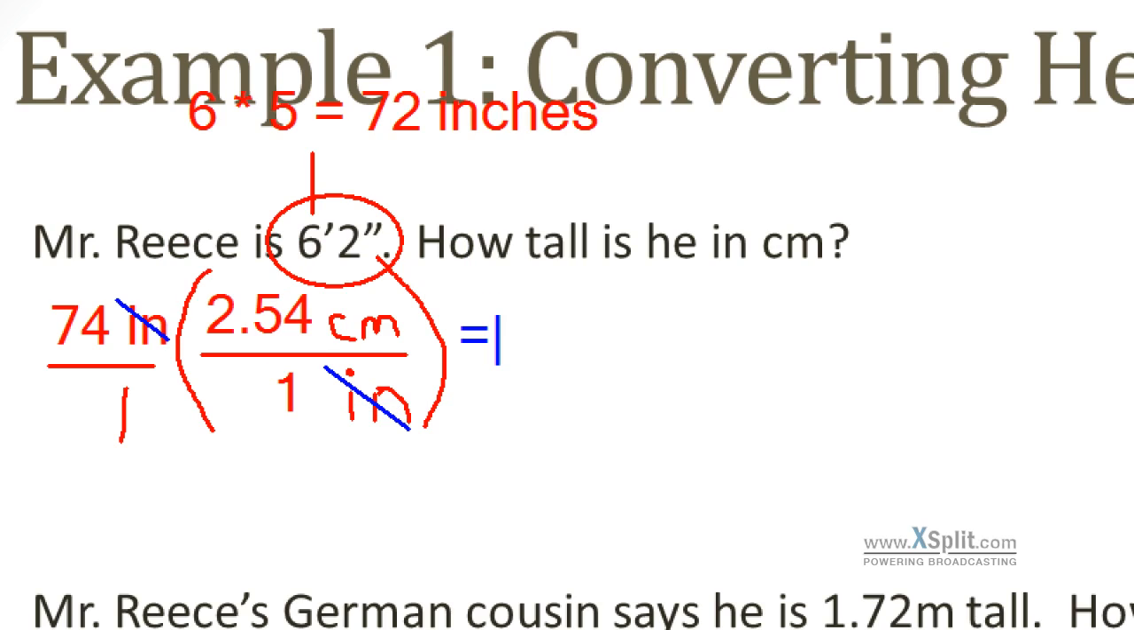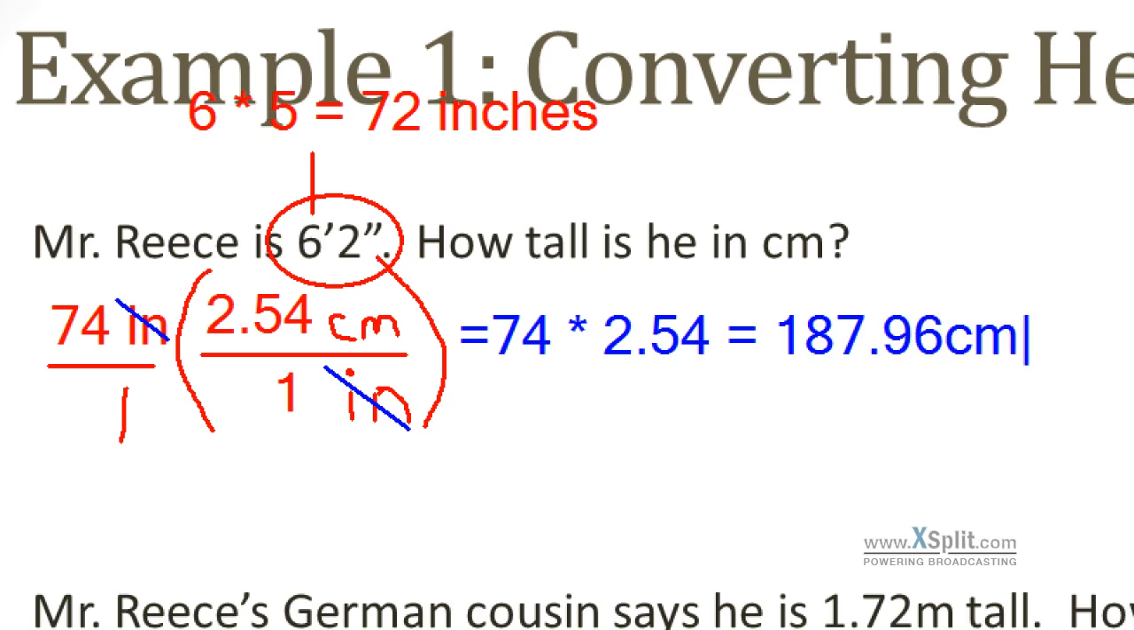If we multiply this all out, we're going to get 74 multiplied by 2.54, which gives us approximately 187.96. What units do we have left? Well, our inches canceled out. We just have centimeters left. Mr. Reese is approximately 187.96 centimeters tall. You'd use that if you go outside of the US and someone asks you how tall you are. In German, Mr. Reese might say, Ich bin 1,87 Meter, meaning I am 1 meter and 87 centimeters, or 187 centimeters tall.